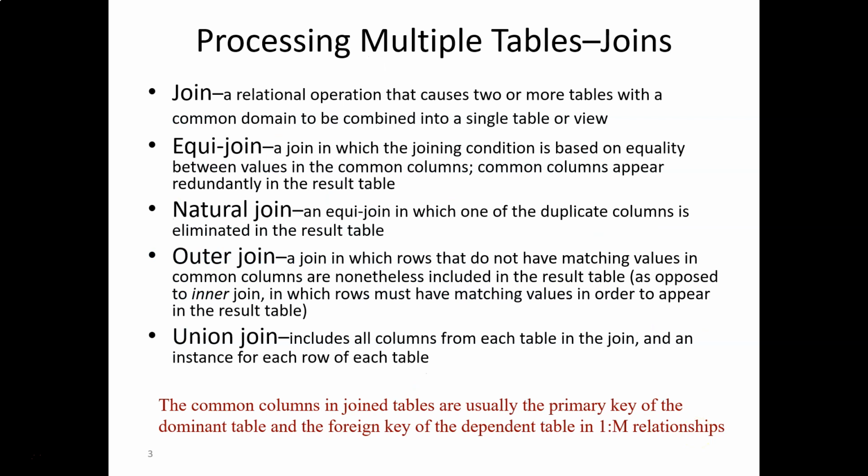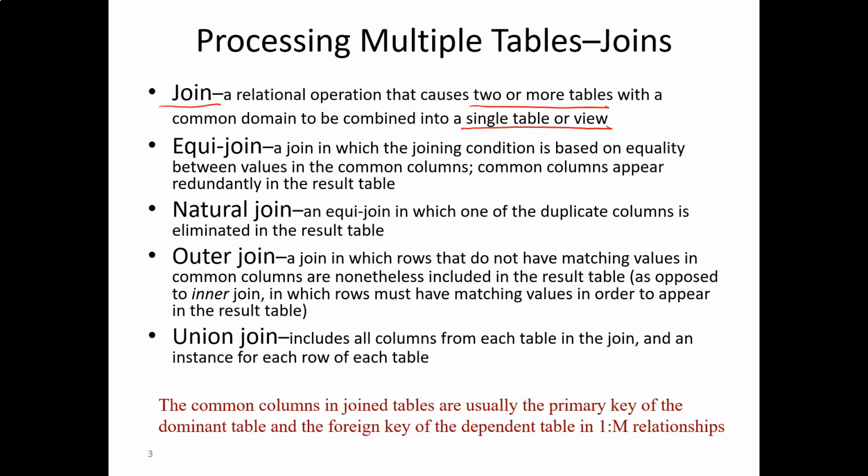Let's first talk about multiple table joins. The power of a relational database is realized when you work with multiple tables. Because in a relational database, we have many tables, and all of these tables have a relationship with each other. The way we establish these relationships is through the primary keys and the foreign keys. There is an operation called a join in a relational database. A join is an operation that causes two or more tables with a common domain to be combined into a single table or view. So join basically means we are combining two tables together into one.